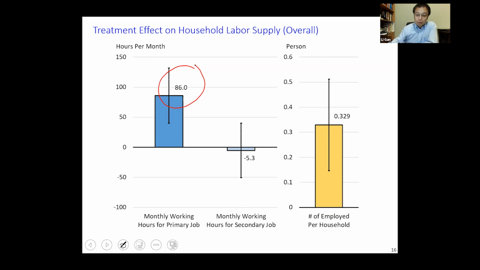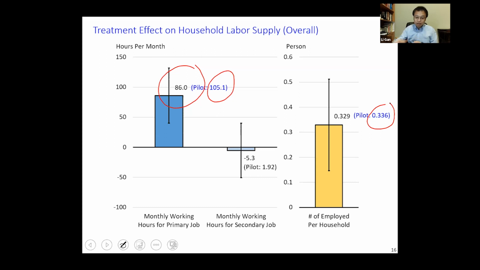And the pilot, I mentioned that about 30 households pilot, the number is slightly larger, with monthly working hours increased by 105 hours, and the number of employees is 0.336, roughly the same. So this is one result. First of all, hours has increased, the intensive margin has increased, and also the extensive margin has increased. There's more people working and also more working hours.